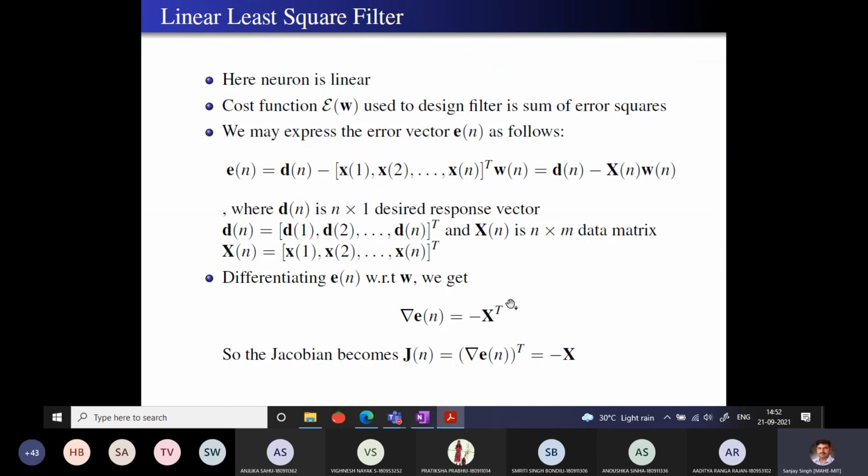Now, I told you earlier while talking about the Jacobian that the Jacobian is nothing but a transpose of a gradient. So the gradient you have found, that is minus x t. And you take the Jacobian of this. The Jacobian is nothing but the transpose of the gradient. Minus will remain minus only. The transpose of this transpose will go. So you can say the Jacobian of this one is nothing but minus x.